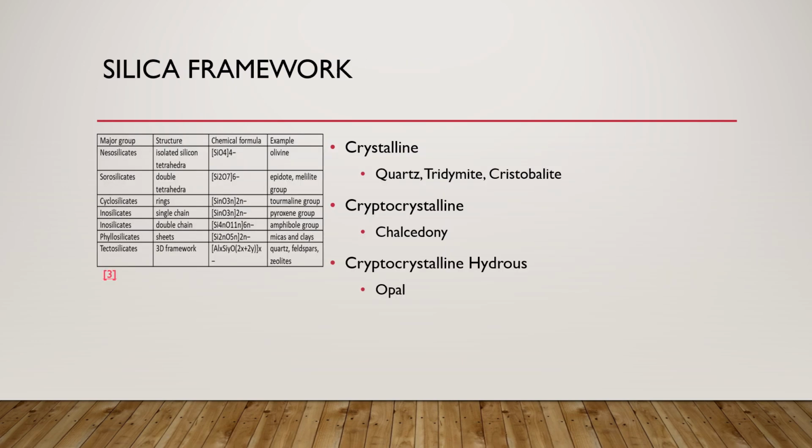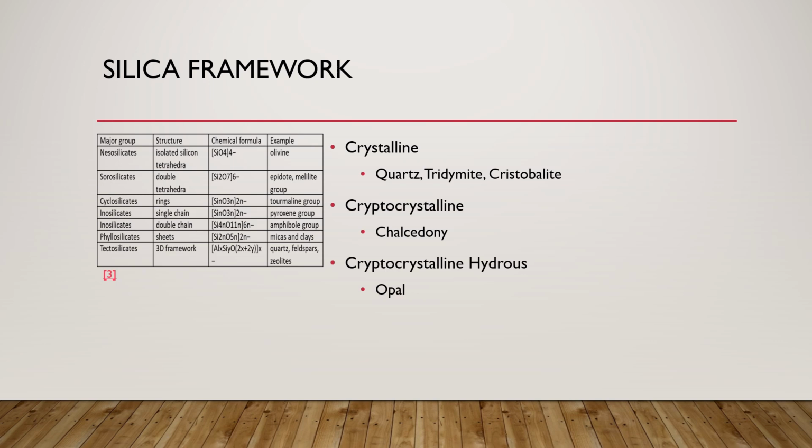The silicate family can be broken down into 7 major groups, namely neso or orthosilicates, sorosilicates, cyclosilicates, inosilicates, and tectosilicates. I'm going to focus on tectosilicates, also known as framework silicates. The silica family is part of the tectosilicate group.